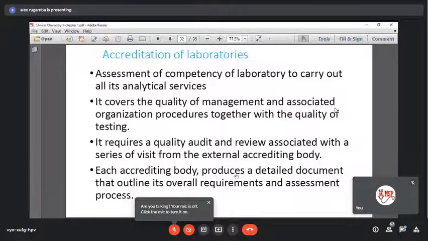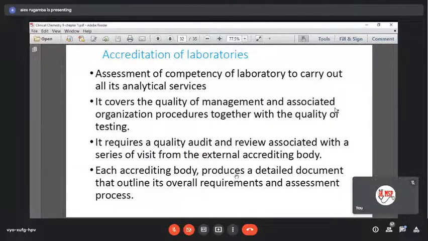Accreditation is a way of ranking laboratories, assessing whether a laboratory is competent to carry out analytic services. Even in Rwanda, this process of accreditation is going on, where the labs are being accredited. External assessors will come and evaluate the lab, and they will give you the stars, they will give you the ranking.